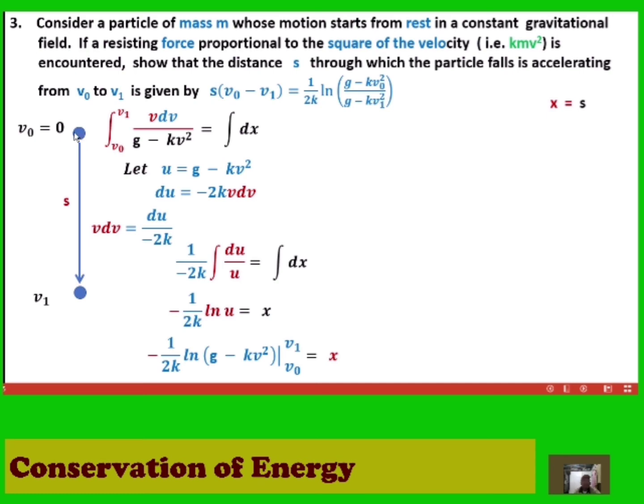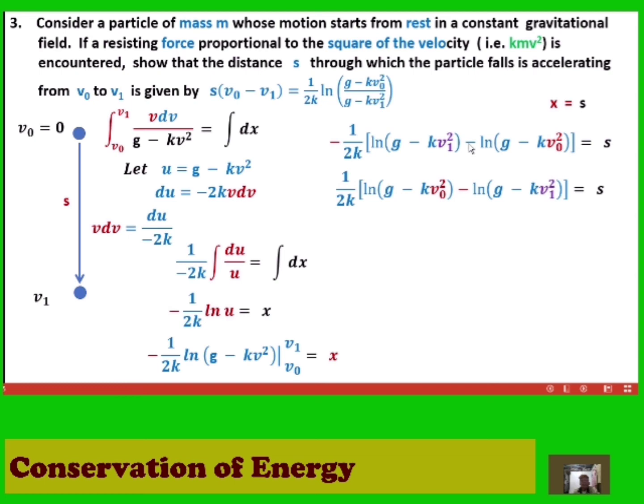And our x, this distance is x, which is s in our problem. So we evaluate this integral, substitute b with b sub 1 minus ln of quantity g minus kb sub o equals s. Then distribute the negative sign in each of the terms inside the quantity. So negative times negative becomes positive of this quantity involving b sub o. And negative times positive is negative for the ln of this quantity involving b sub 1.